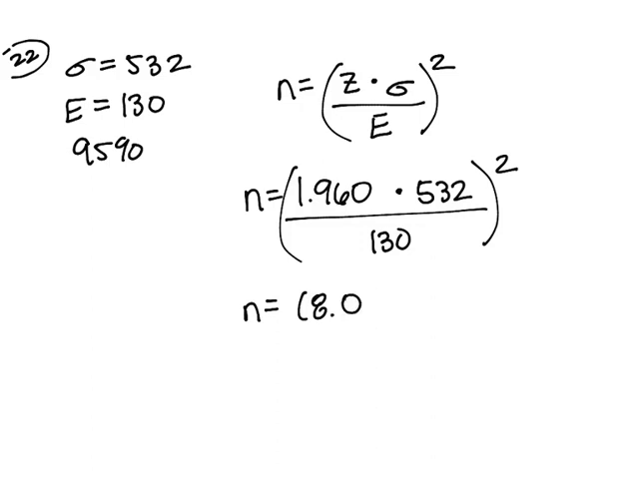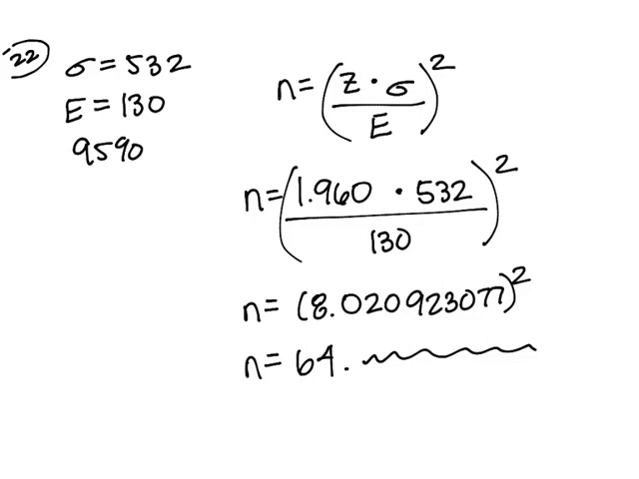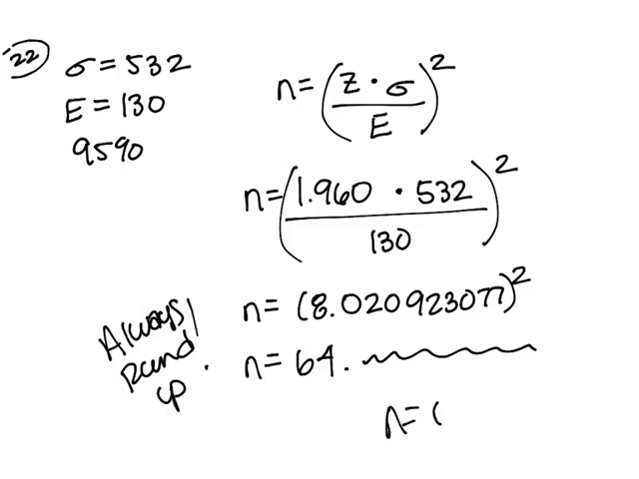Yeah, you get this number, 8.020923077. Keep that in the calculator. And when you square it, you get 64, blah, blah, blah. But you always do what? You always round up. So your answer would be 65. Very good, 65. Got that?